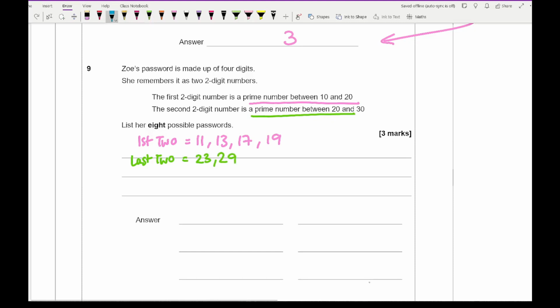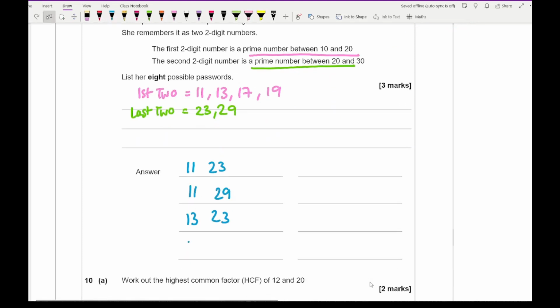So then listing all those outcomes, I could have 11 and 23, 11 and 29. Then I move on to 13, so I could have 13 and 23 and 13 and 29. Then I move on to 17, in which I've got 17, 23, 17, 29, and then finally 19, 23 and 19, 29.